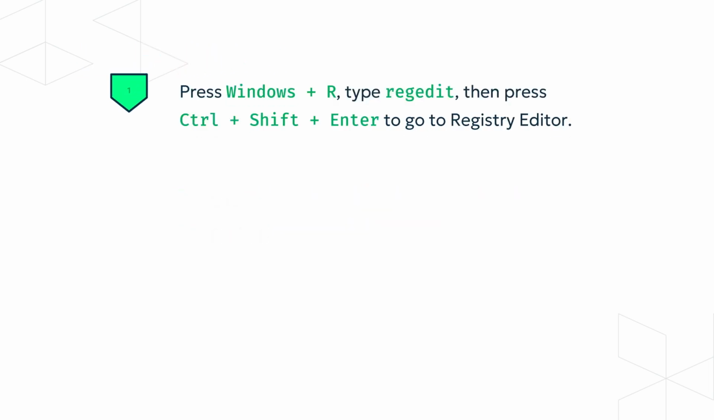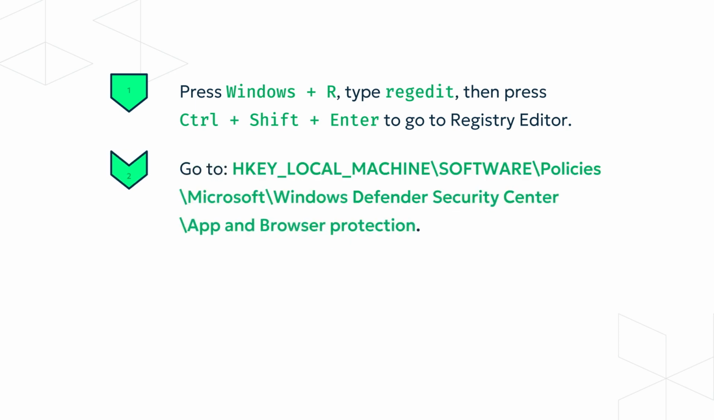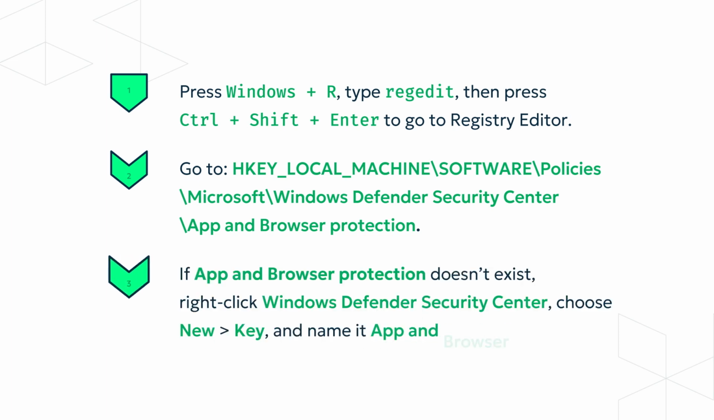Press Windows plus R, type regedit, then press Ctrl plus Shift plus Enter to go to Registry Editor. Go to HKEY_LOCAL_MACHINE, Software, Policies, Microsoft, Windows Defender Security Center, App and Browser Protection. If App and Browser Protection doesn't exist, right-click Windows Defender Security Center, choose New, Key, and name it App and Browser Protection.